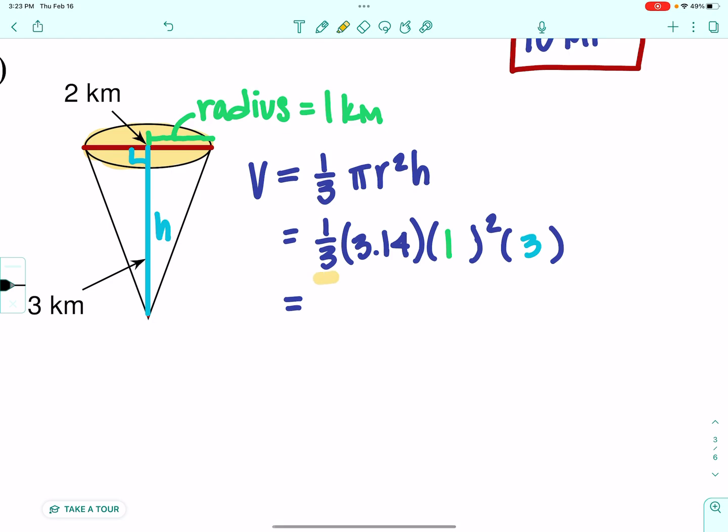I know that 1/3 of 3 is equal to 1. Times 1 is still just 1. Times 3.14 is 3.14.